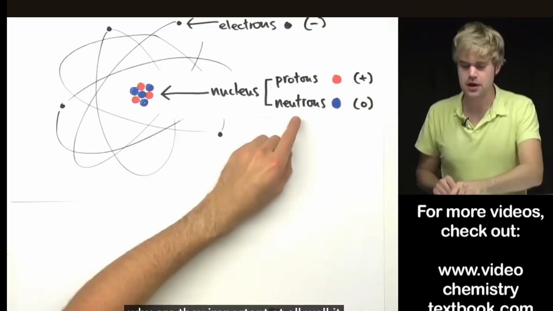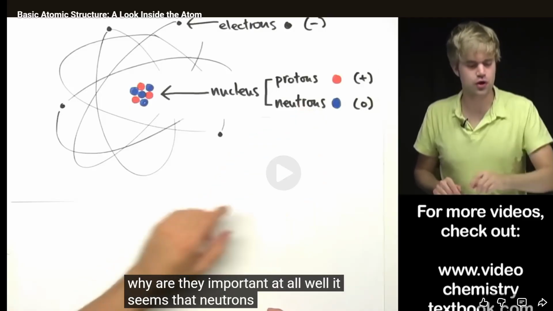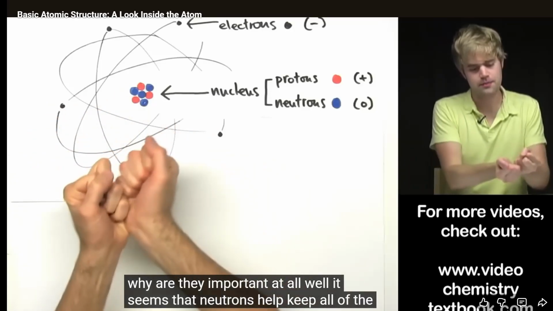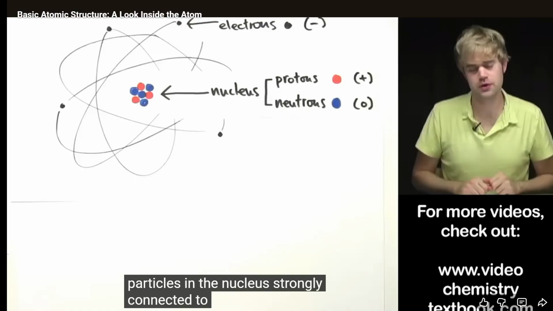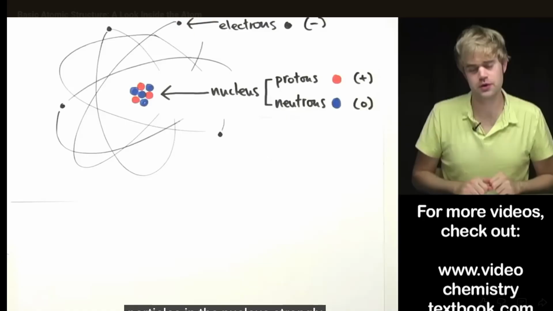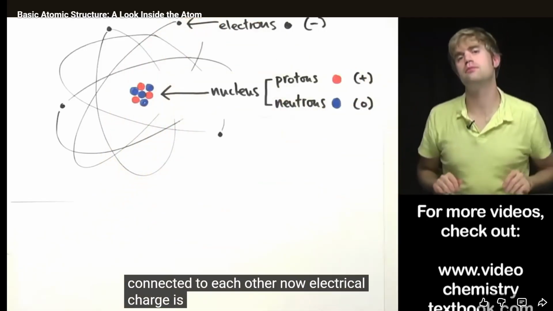They actually provide a different force, not an electrical force like the electrostatic force between positive and positive, but they provide a nuclear force, which is even stronger. Neutrons help keep all of the particles in the nucleus strongly connected to each other. So they act a little bit like glue for those protons.